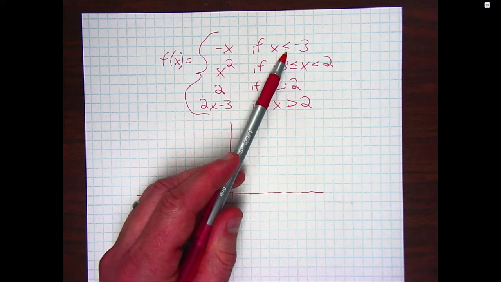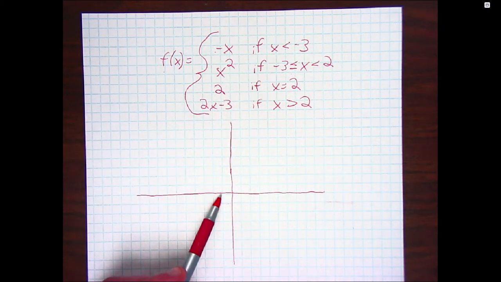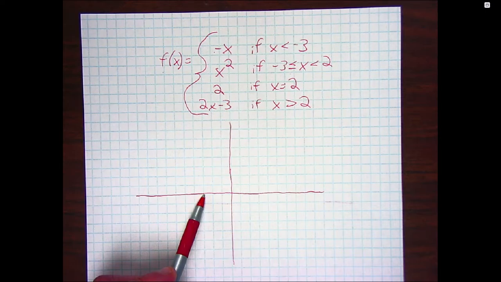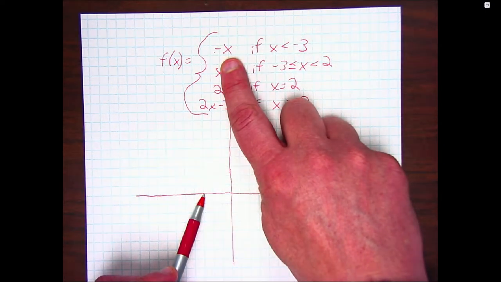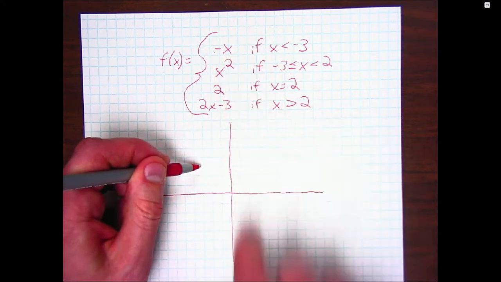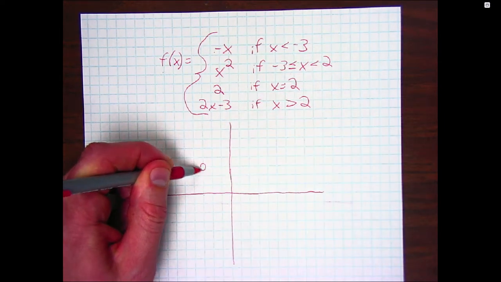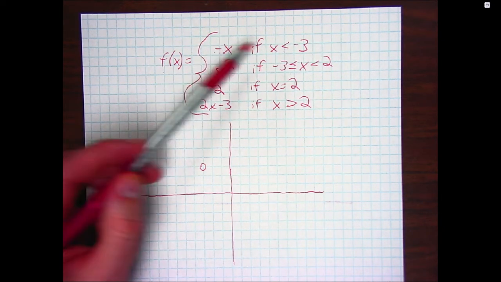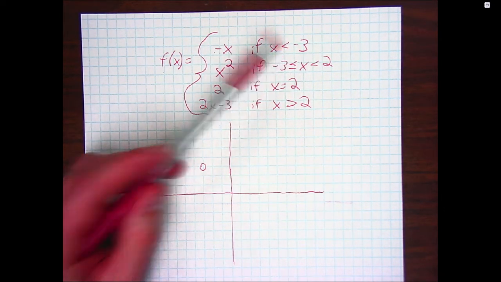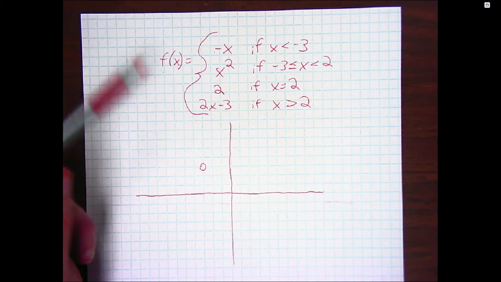I'm just going to use that line when x is less than negative 3. So what I like to do is go back to negative 3, and then I say, okay, at negative 3, where would this line be? Well, when I plug negative 3 into here, negative of negative 3 is positive 3. So I'm going to go up here and put a dot, but as you maybe guessed, I'm going to put an open circle because I use this line up to, but not including that point.